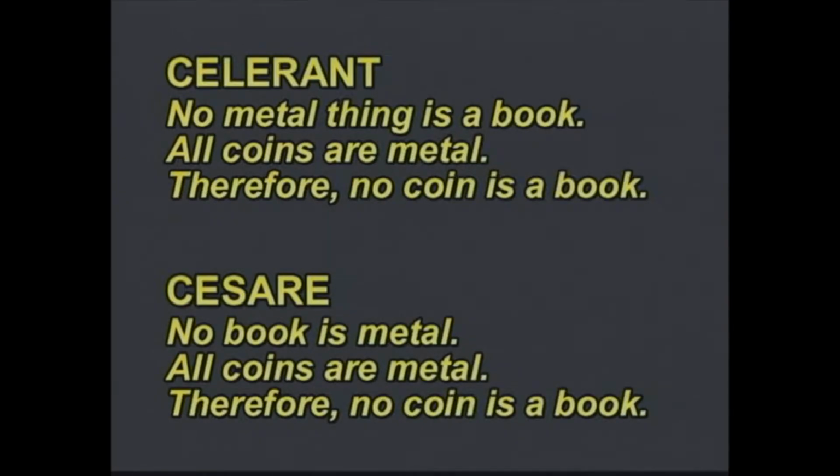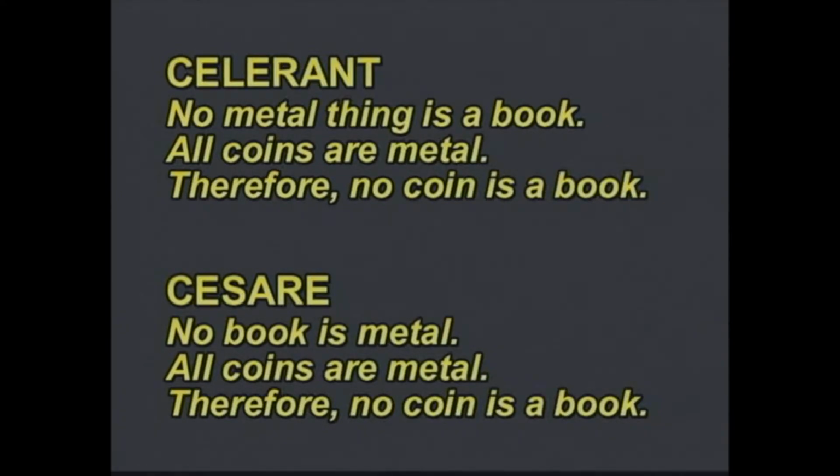First of all, we have at the top of the chart the first figure syllogism, Celarent. No metal thing is a book, all coins are metal, therefore no coin is a book. It's obvious that the conclusion follows from those two premises. Now we look at the second figure syllogism, Cesare. It says, no book is metal, all coins are metal, therefore no coin is a book. The conclusion does necessarily follow from the premises in that case.